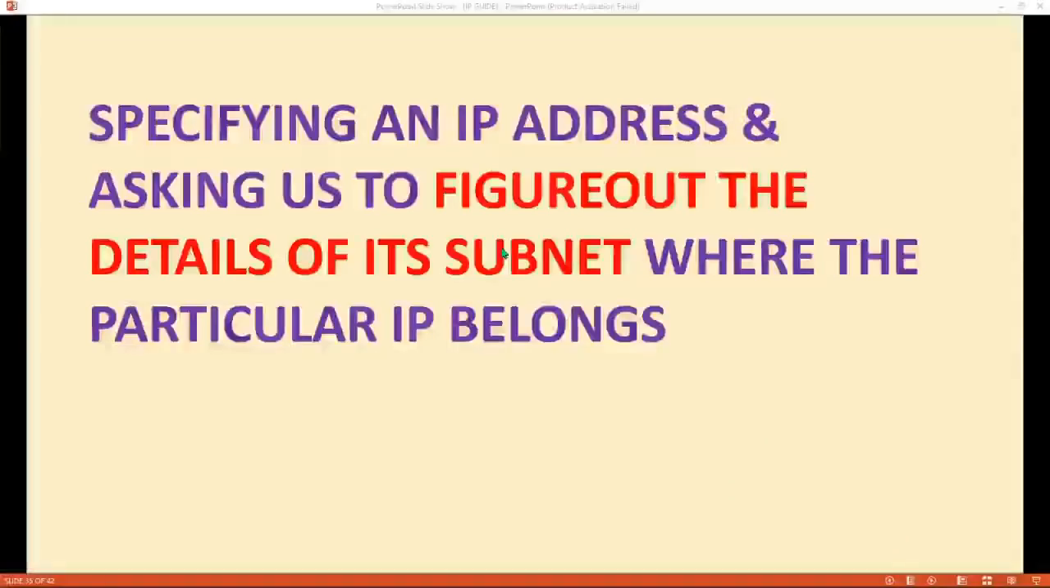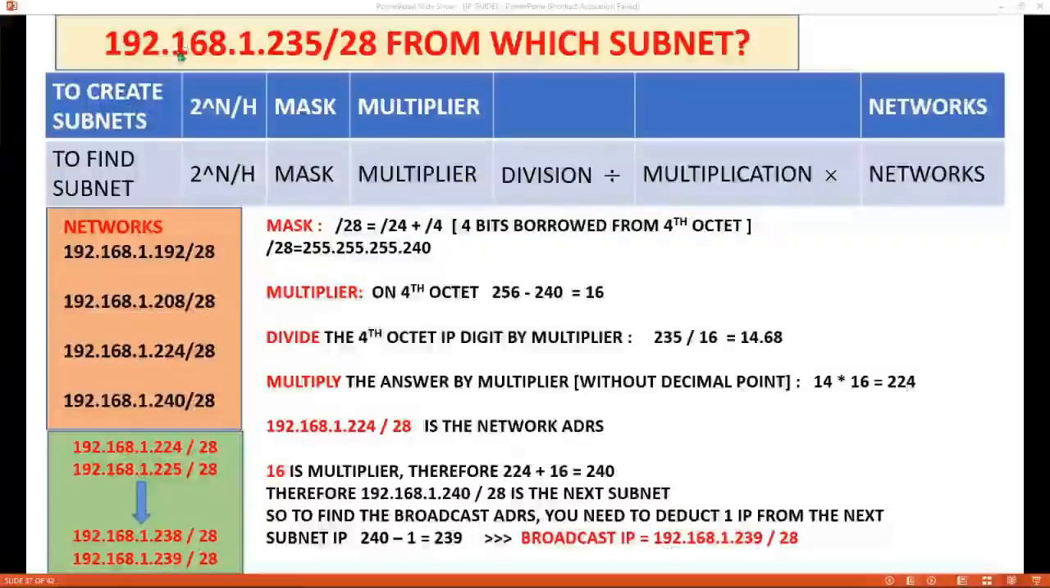So in this calculation, they are specifying 192.168.1.235/28 and asking from which subnet. They want the subnet network address of this particular IP address. So you need to find which subnet this IP address is from. To do that, you just have to find the 2 to the power n, h, mask, multiplier, division, multiplication, and networks. Before I do the calculation part, let me explain this one.